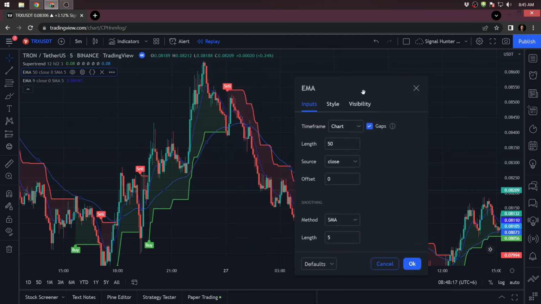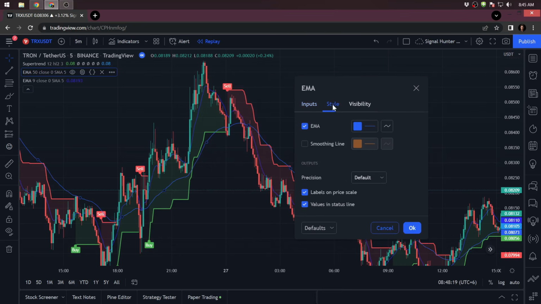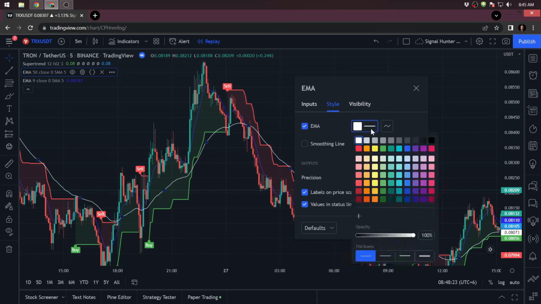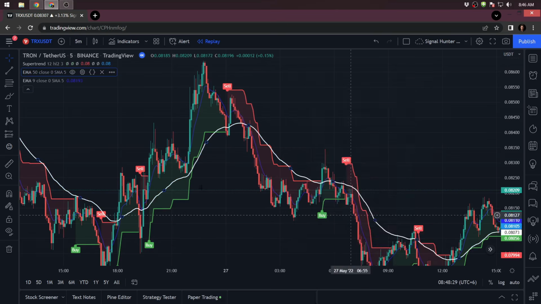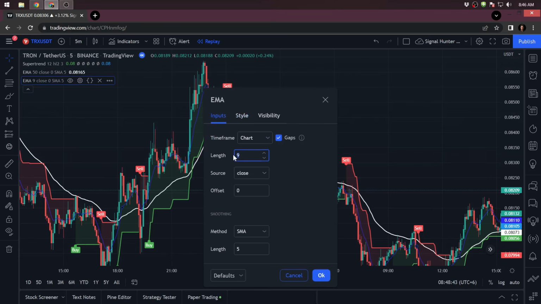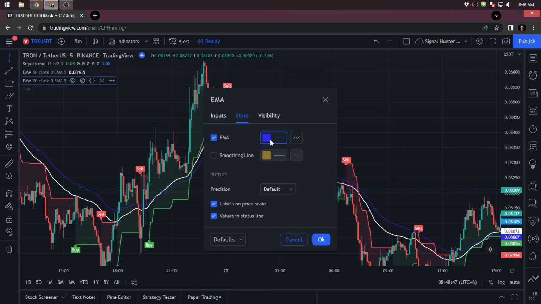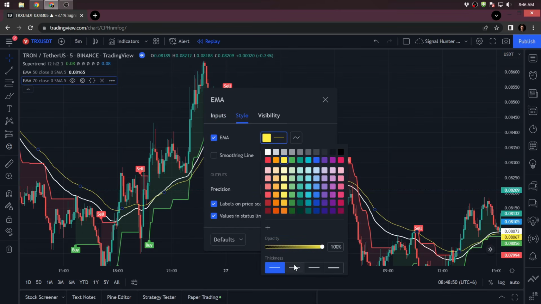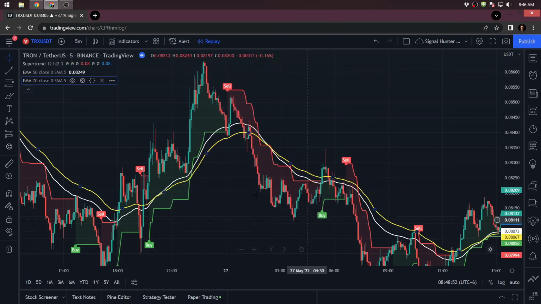Also, to look more attractive, I go to style, and from here I change the color to white and also make it bolder, and save. Now I have to make this EMA length 70. So I go to the second EMA's settings, and from input, the length will be 70. Also to look more attractive I change the color to yellow and make it bolder. Okay, well done, we have successfully added and customized our two indicators.